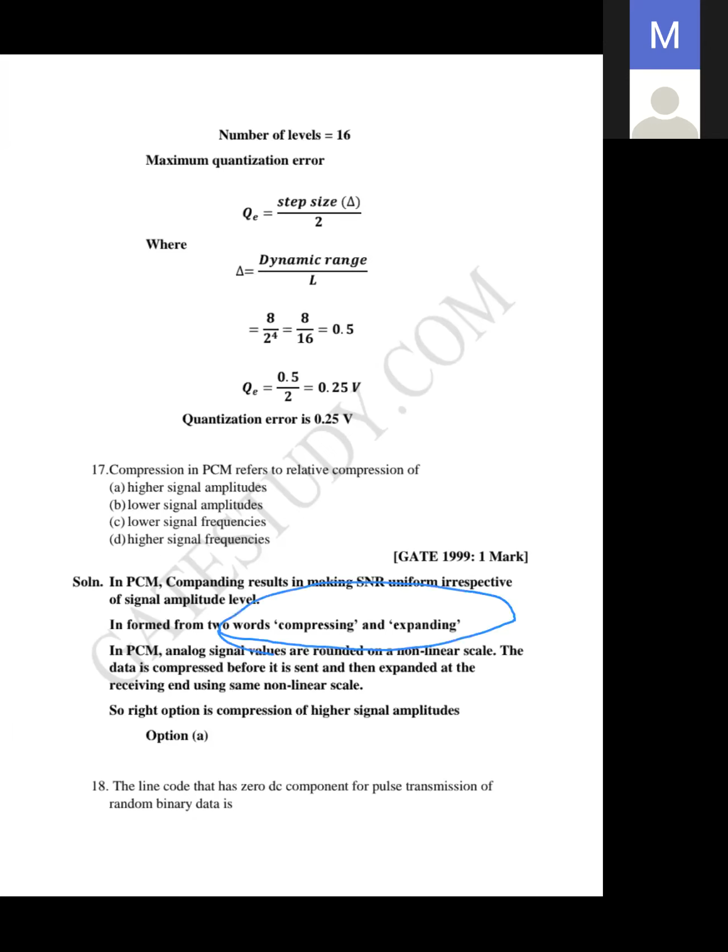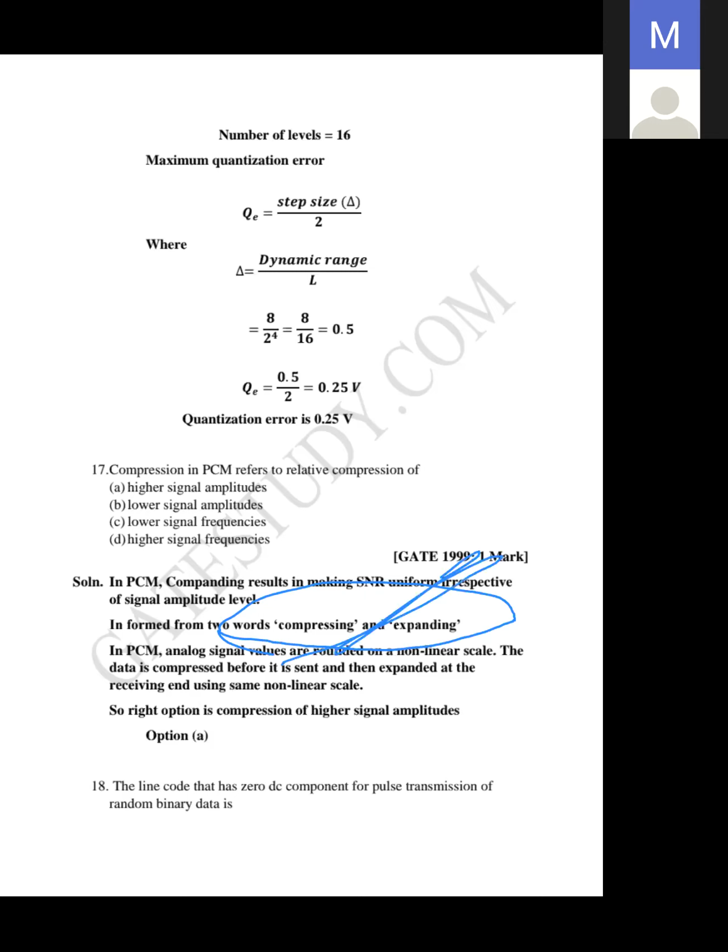Here they have given compressing and expanding. The data is compressed, sent, and then expanded at the receiving end. Compression is mostly used for higher signal amplitudes, because we don't have that many frequency components to send as it is. Higher amplitude signals will be compressed at the transmitting end. Then at the receiving end, to extract the original information, I need to expand it back. That process is called companding.